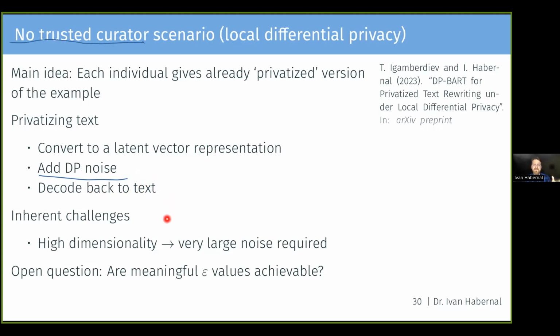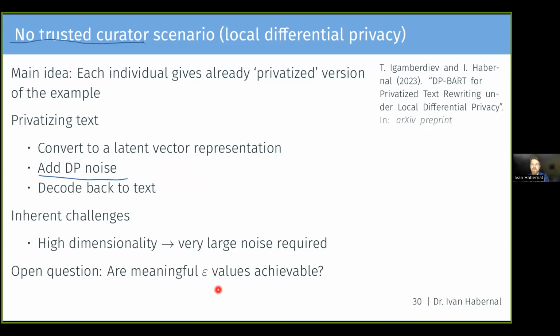The inherent challenge here is that the high dimensionality of these internal latent vectors comes with a need for very large noise, and it might typically destroy the utility. We have a couple of papers on that, for example DP-BART for rewriting, where we're trying to push the latent representation to be still usable but as small as possible. But the epsilon values we're using, the budget, are super high, and from the privacy perspective, high epsilons are not private anymore. So the question is open whether meaningful epsilon values are achievable for this task at all.